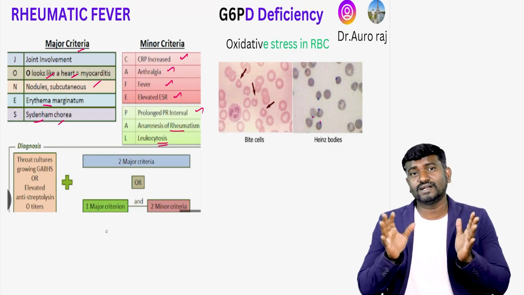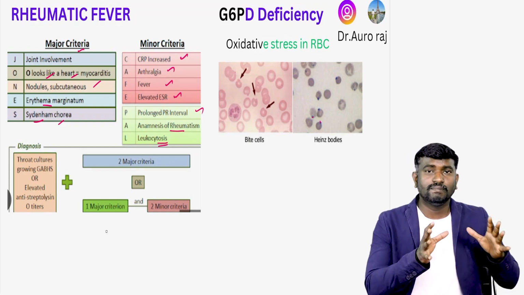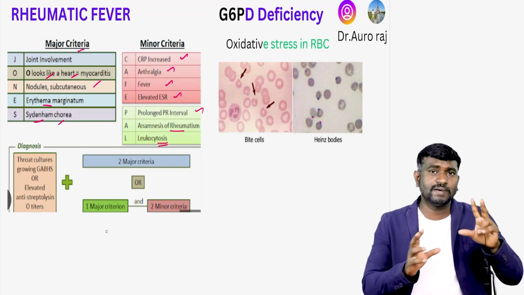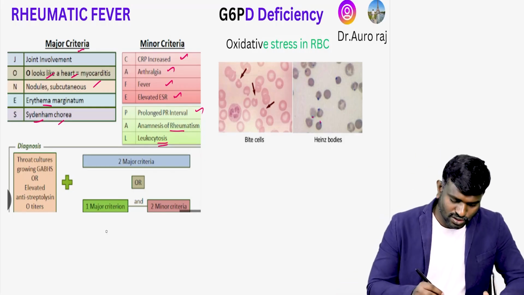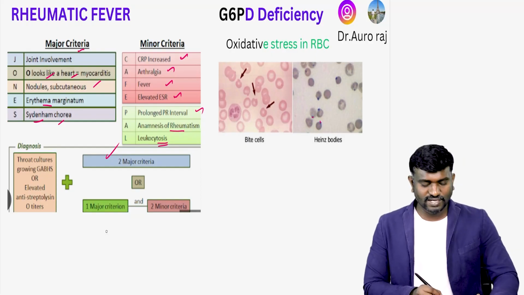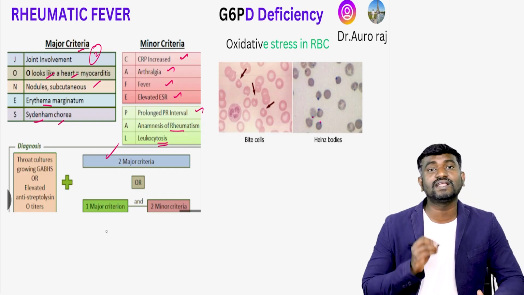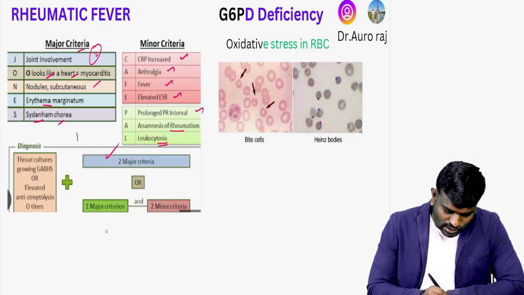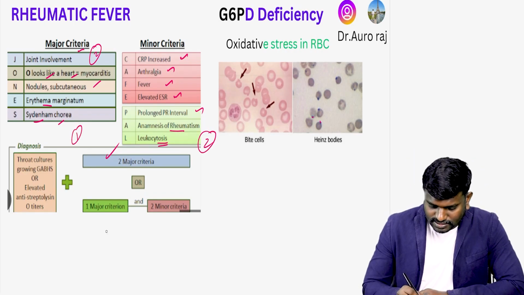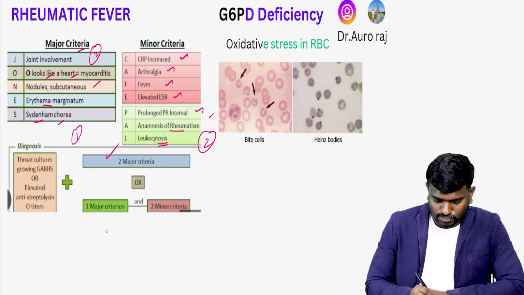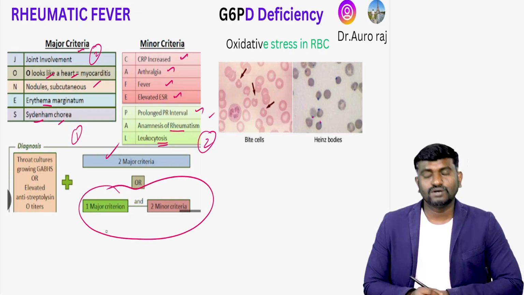Now, to confirm rheumatic fever, you're going to look at the major criteria or minor criteria. If the patient has two major criteria, it is also called rheumatic fever. Any of these two conditions marked as what? Rheumatic fever. Or one major and two minor criteria, any of these will also be a confirmation of what? Rheumatic fever.